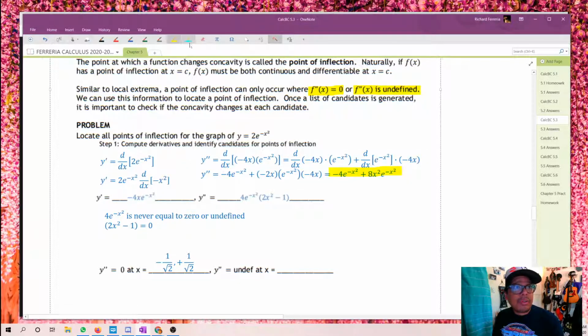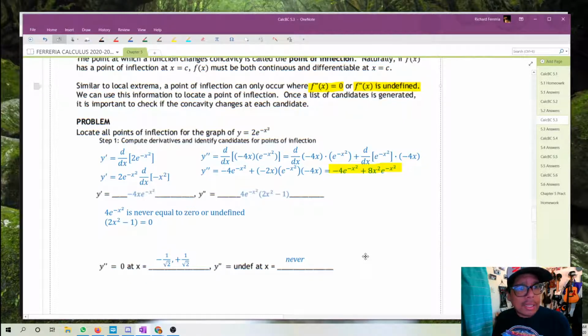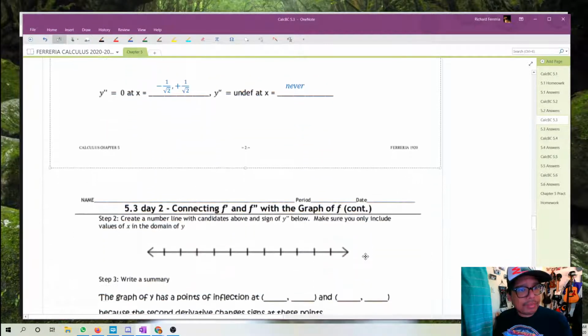This second factor, that's never equal to 0. And this first factor here, well, that's never equal to 0 either. So our only two candidates for a point of inflection are negative 1 over root 2 and positive 1 over root 2. And let's see where that takes us.